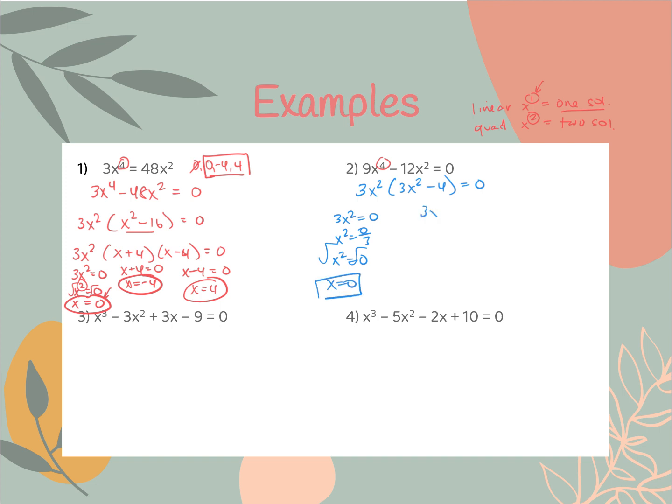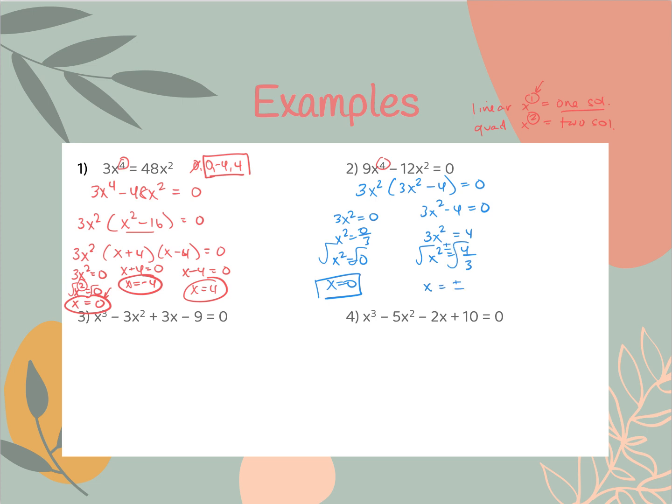And then here, 3x squared minus 4 equals 0. I'm going to solve for x squared. So I've got 3x squared equals 4. x squared equals 4 over 3. And square root, plus minus.